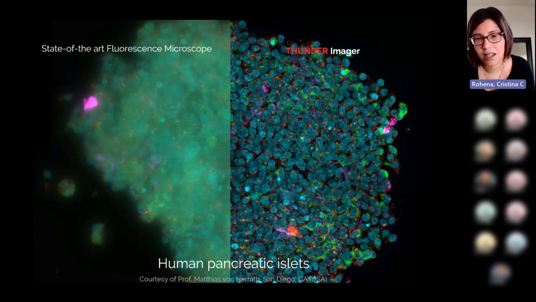However, on the Thunder processed image, you can clearly see the different subtypes of labeled cells. You can clearly make out each of the individual nuclei, making it much easier for this image to be segmented and analyzed further.